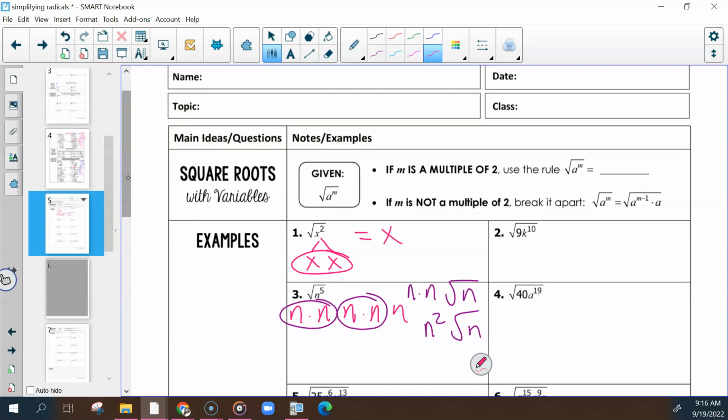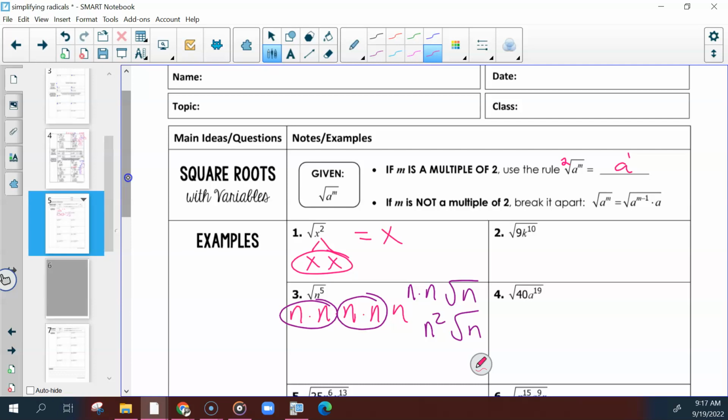So if m is a multiple of 2, use the rule, the square root of a to the m would just equal a to the m over 2. What this is really saying is if your exponent is even, we can divide it. So imagine there's a 2 out here. What I do is say, okay, if this is 2, 2 goes into 2 how many times? Once, so this would be a to the 1 with nothing left over. And we'll do that here in a second. If this was 4, 2 goes into 4 twice, and this would be a squared with nothing left over. So on and so forth.